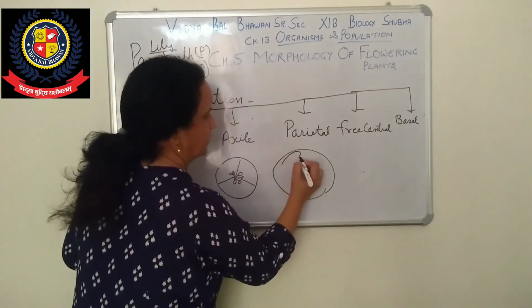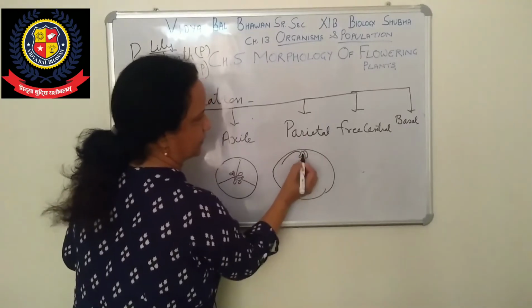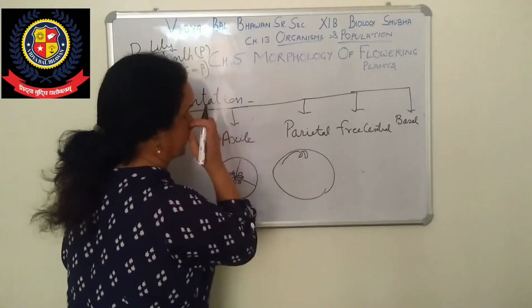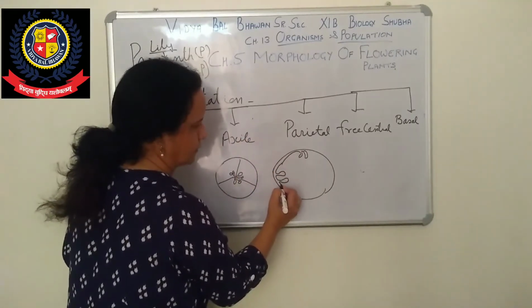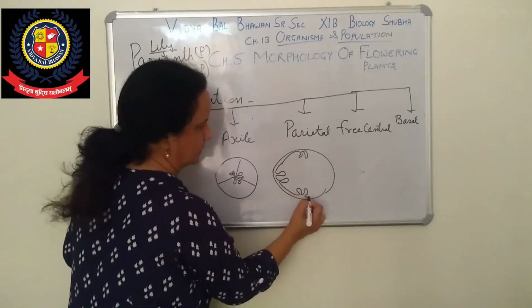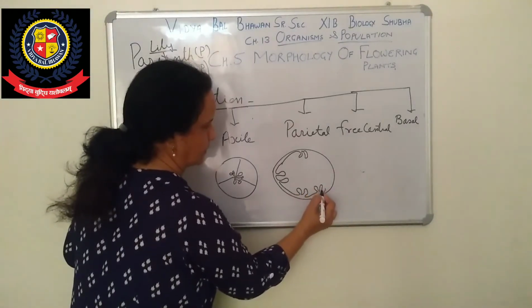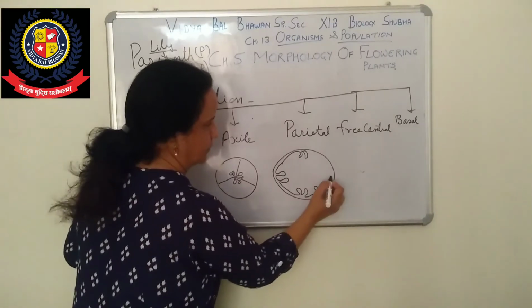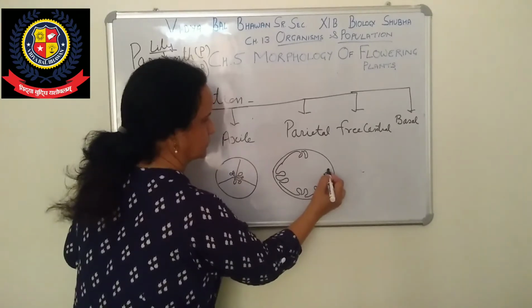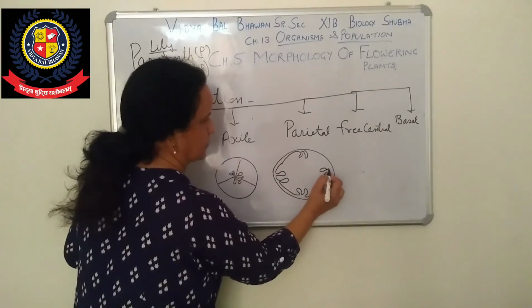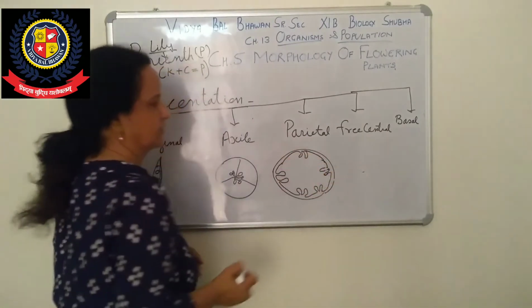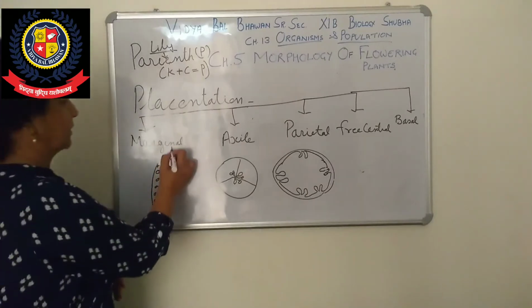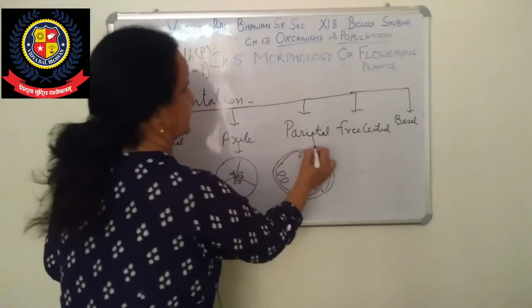Parietal means the ovules are attached at the periphery, on the inner wall. There is a false septum, and it has two chambers, which are false chambers. This is called parietal. So this is marginal, this is axile, this is parietal.